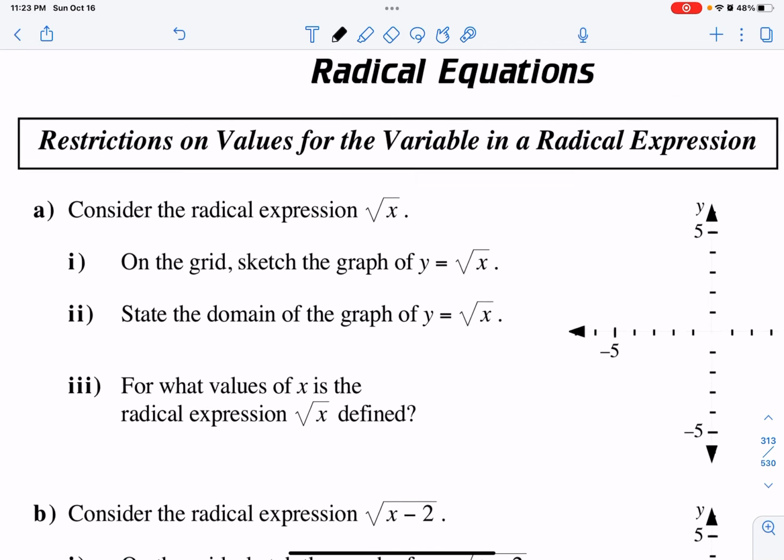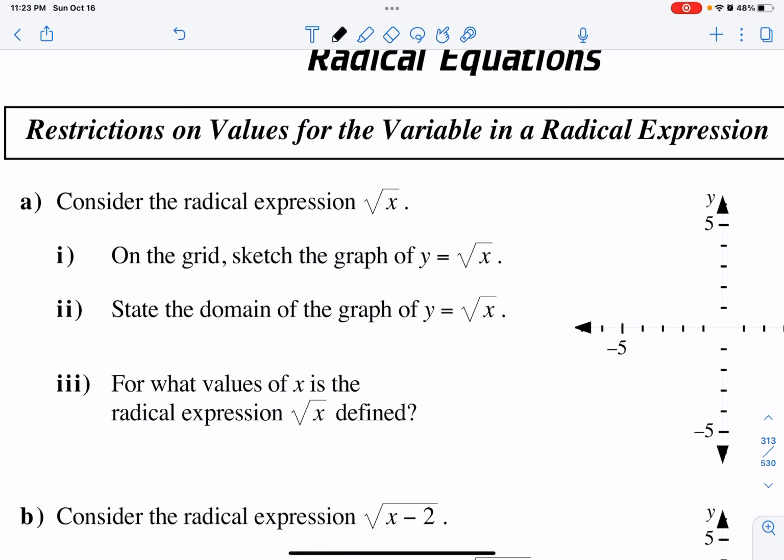What if I have the radical root x? Well, we know every radical must be greater than or equal to 0. Reason being is that we cannot have a negative radical here, or a negative square root. This does not exist.